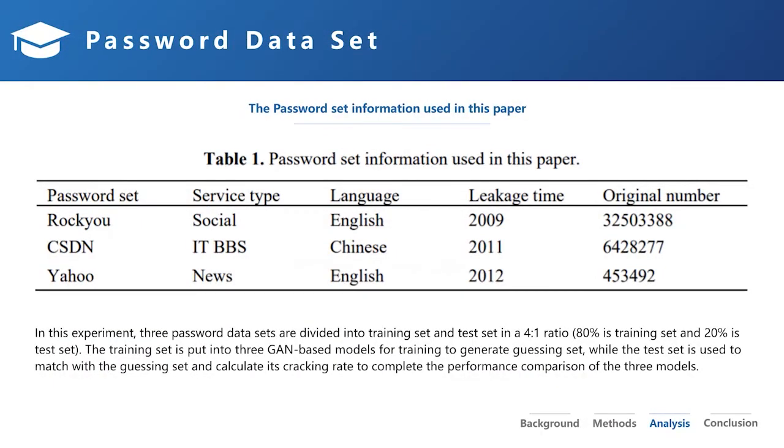In this experiment, 3 password datasets are divided into training set and test set in a 4:1 ratio. The training set is put into 3 GAN-based methods for training to generate a guessing set, while the test set is used to match with the guessing set and calculate its cracking rate and to complete the performance comparison of 3 models. In order to test the effect of the model proposed in the paper, I conducted comparative experiments from 3 aspects: generate coverage, same-site cracking rate, and cross-site cracking rate.